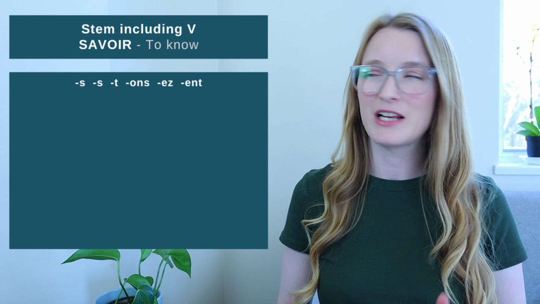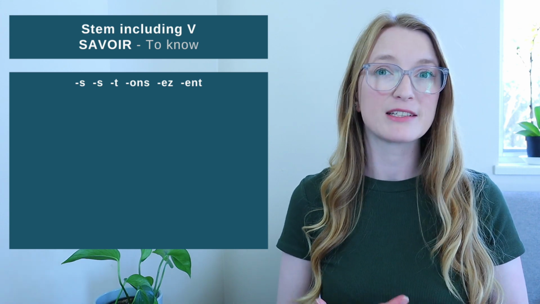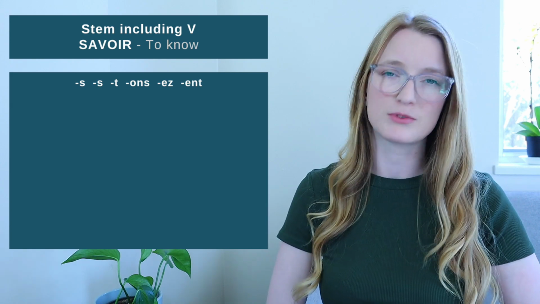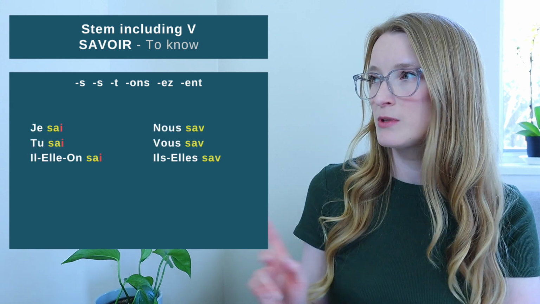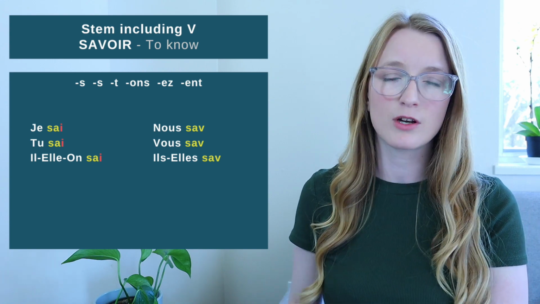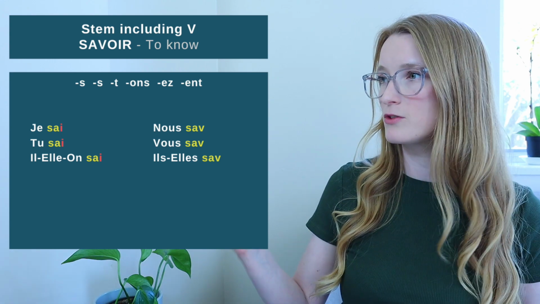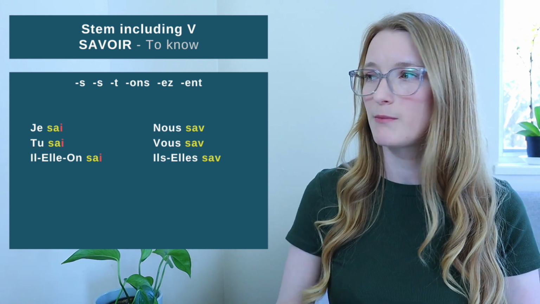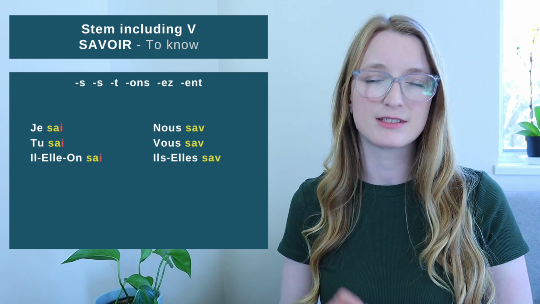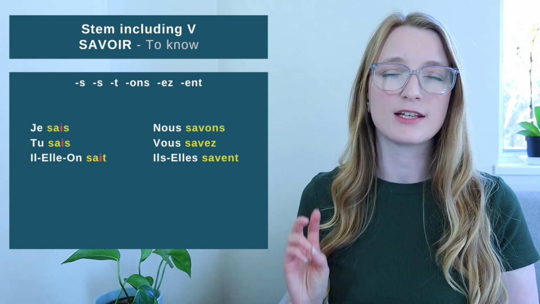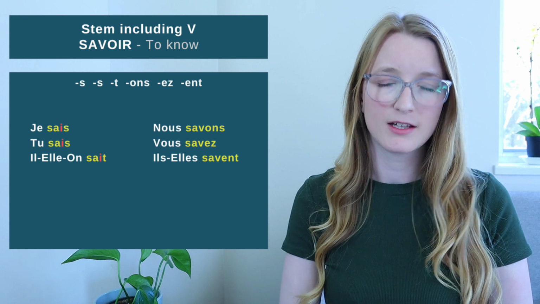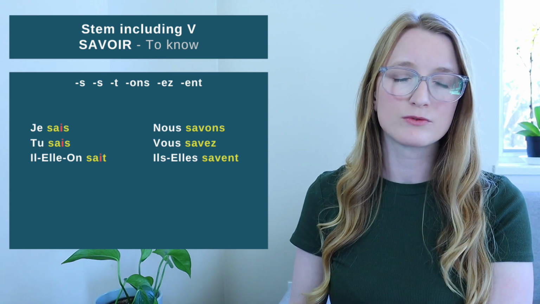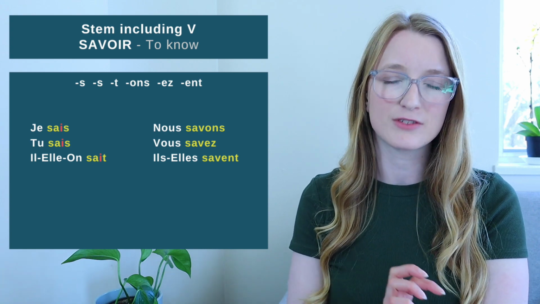The next verb that will have a V in the stem is the verb savoir, to know. We are going to use the same endings as all the other verbs, so that doesn't change much. This one is a bit particular because for once the singular part is going to change while the plural doesn't actually change that much. For the singular, we are going to have the stem S-A-I, pronounced sais. So, je sais, tu sais, il, elle, on sait. And then for the plural, we keep S-A-V. Nous savons, vous savez, ils savent, elles savent.